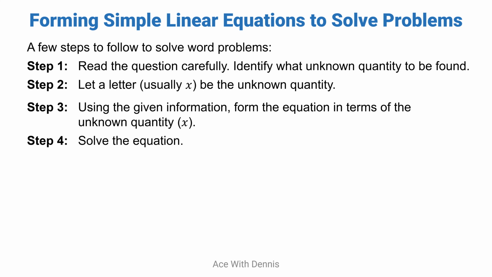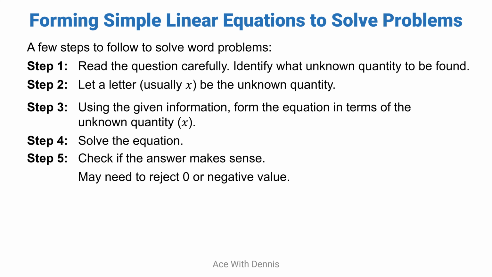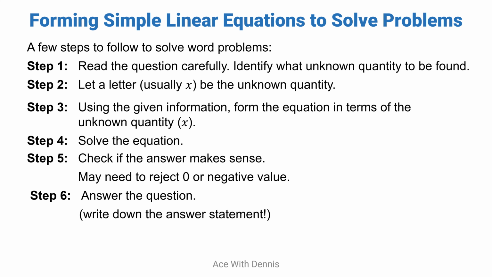Step number 4, solve the equation. So once we have formed the equation, we can solve the equation to find the unknown x. Step number 5, check if the answer makes sense. Sometimes we may need to reject zero answer or negative value. Step number 6, answer the question. So what it means is that you have to write down the answer statement.